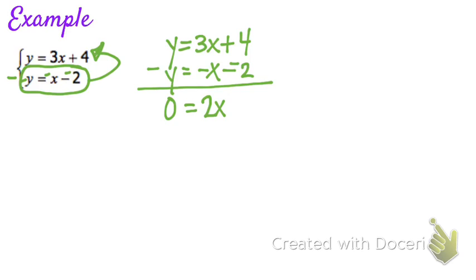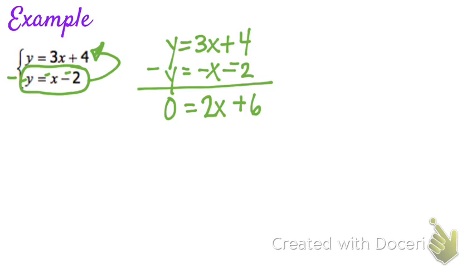And then 4 minus 2. Remember, minus or subtracting a negative number is the same as adding. So this is like 4 plus 2, which is 6. So voila, our y's are gone. So now we can solve this equation and figure out what x is.